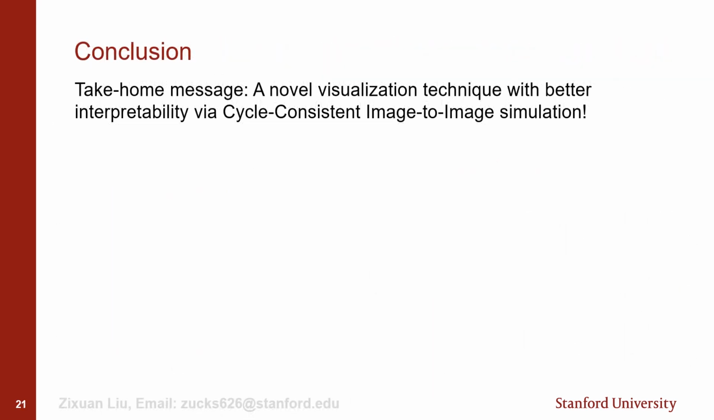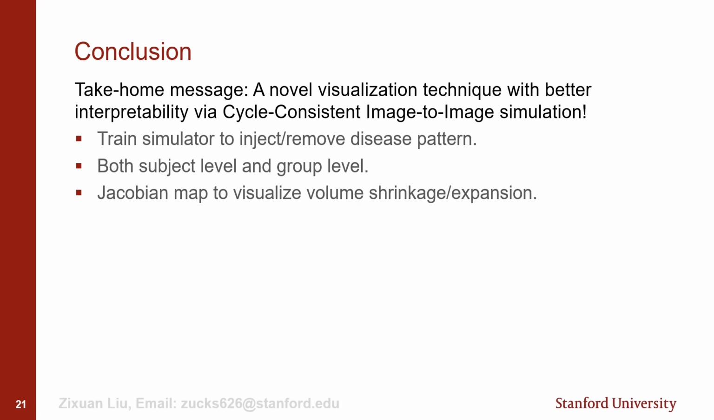In conclusion, in this work, we propose a novel visualization technique with better interpretability via cycle-consistent image-to-image simulation. We achieve this by training simulator networks to learn how to extract disease patterns and inject or remove them to the raw control or disease images. Our method can generate both subject level and group level visualization. Specifically, we calculate the Jacobian map to visualize volume shrinkage or expansion.